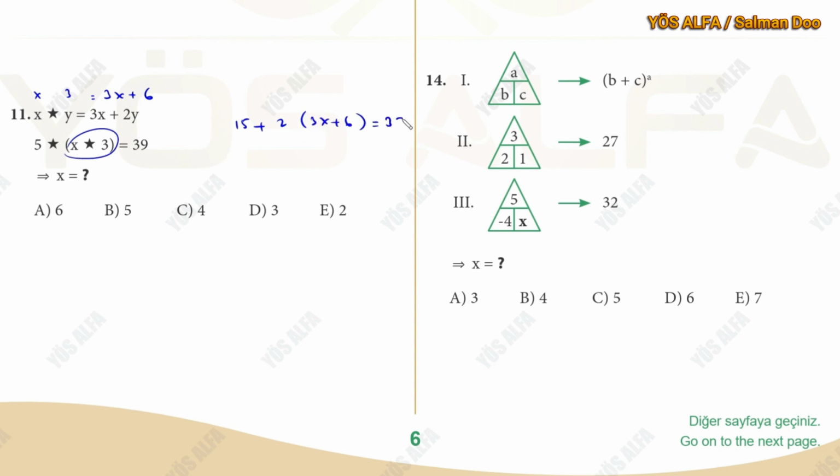It's equal to 39. So 39 minus 15 is 24. Divided by 2 is 3x plus 6. From here x is going to be 12 minus 6 over 3, which is 2. So the answer is E.